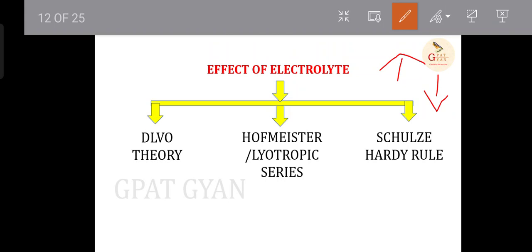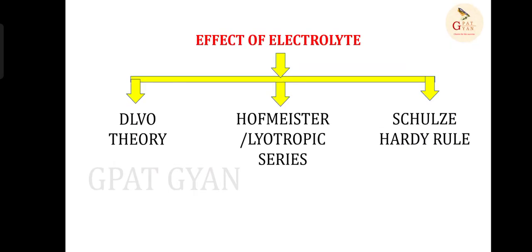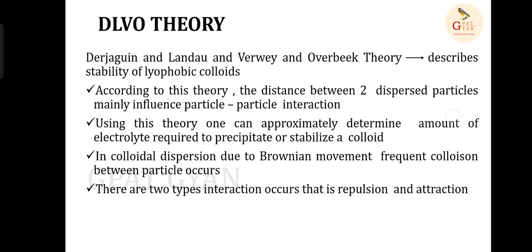You can see that the effect of electrolytes is mainly divided into three parts. First, the DLVO theory, and I will discuss what the DLVO theory is all about. After that, the Hofmeister or lyotropic series, and the last one is the Schulze-Hardy rule, or you can call it the Hardy-Schulze rule also. So first of all, the first one is the DLVO theory.